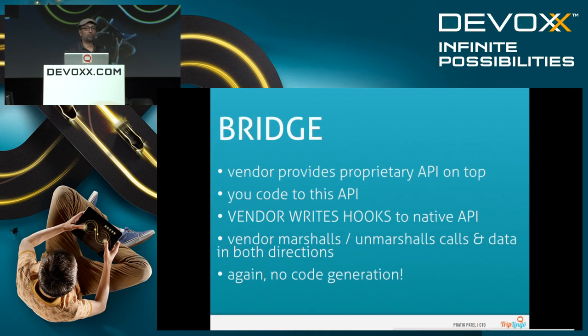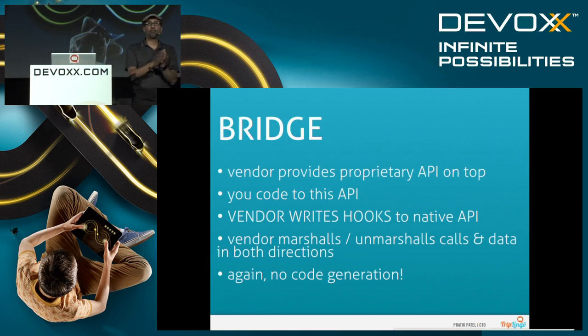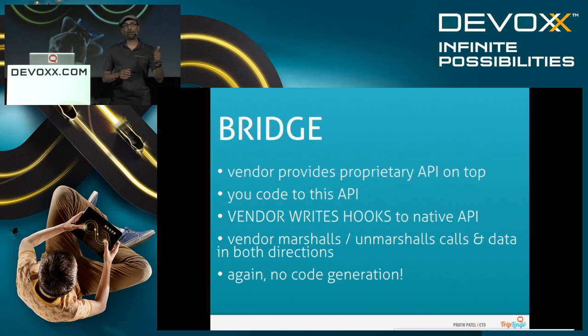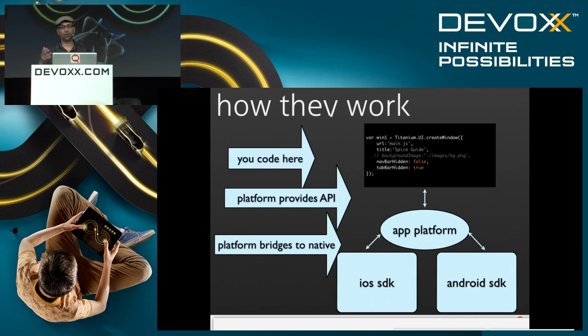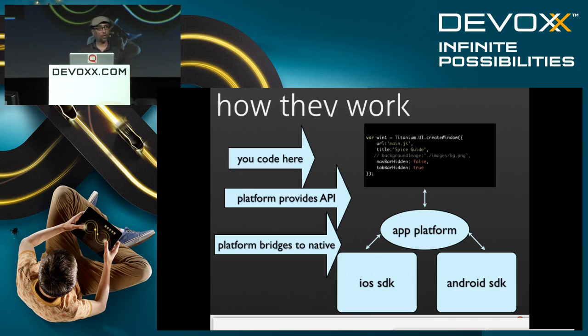So what is this bridge, you say? The bridge, essentially, proprietary is not exactly the right word. It's non-standard, it's just an API. What you do is you code to the Titanium API. The code that you get in that bridge layer is responsible for marshalling and unmarshalling data and communicating calls back and forth from the JavaScript layer down into the native layer. Okay? Again, there's no code generation. So if we look at this, what we did is we wrote something like titanium.ui.createWindow or createLabel or createButton. It goes down into the app platform.